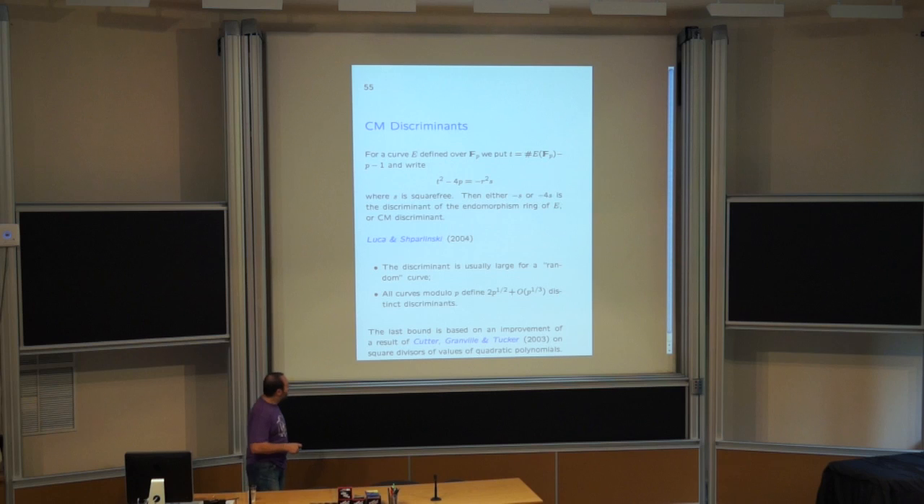And 10 years ago, Florian Luca and I proved that discriminants are usually large for random curves. And in doing so, we had to revise one of the results of Carter, Granville, and Tucker on square divisors of values of quadratic polynomials and improve it so it would suit our purposes. Okay. So that's more or less what I wanted to say about arithmetic structures.